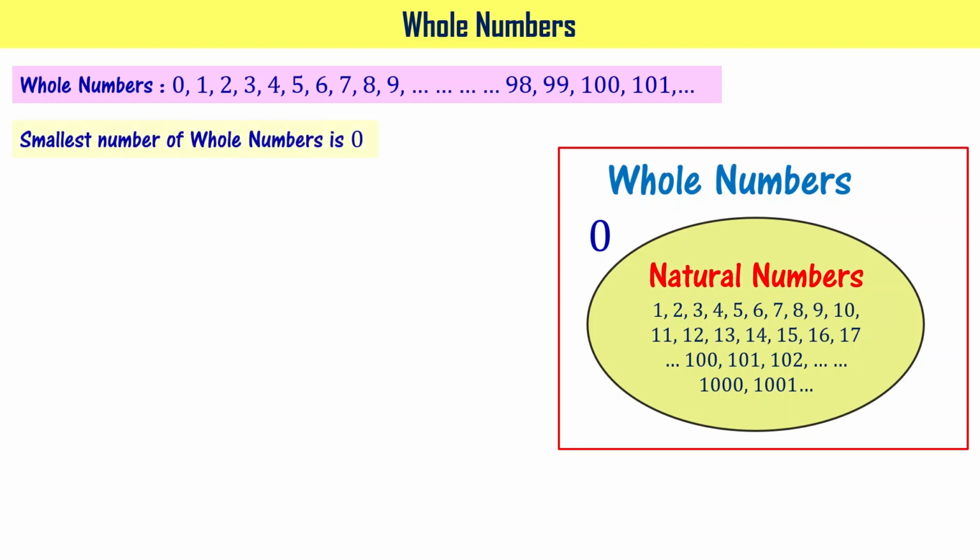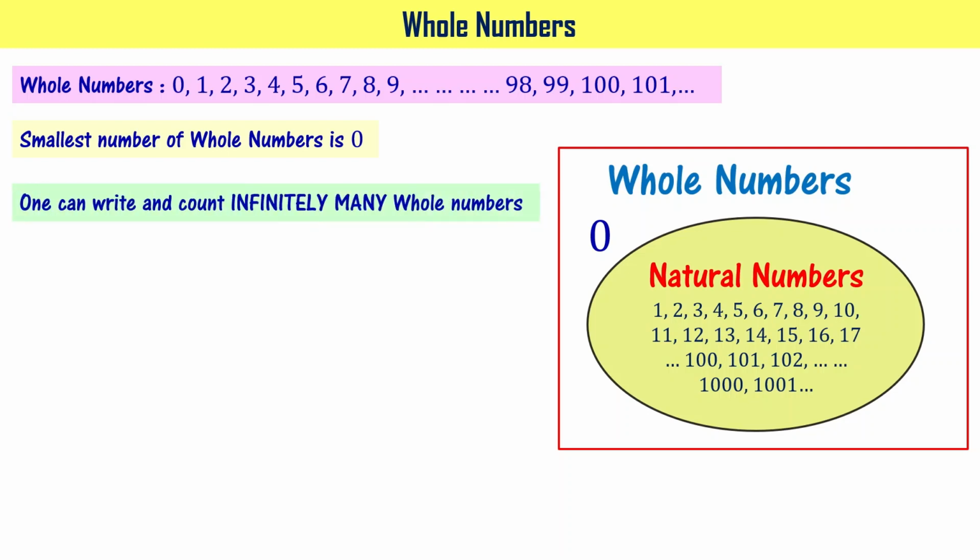The smallest whole number is 0. Please note this. One can write and count infinitely many whole numbers. For whole numbers also, there is no upper limit. One can keep writing, right? For example, if you have to represent no cars using a number, if you know only natural numbers, you cannot represent that. Since we have added 0, we can say that there are 0 cars.